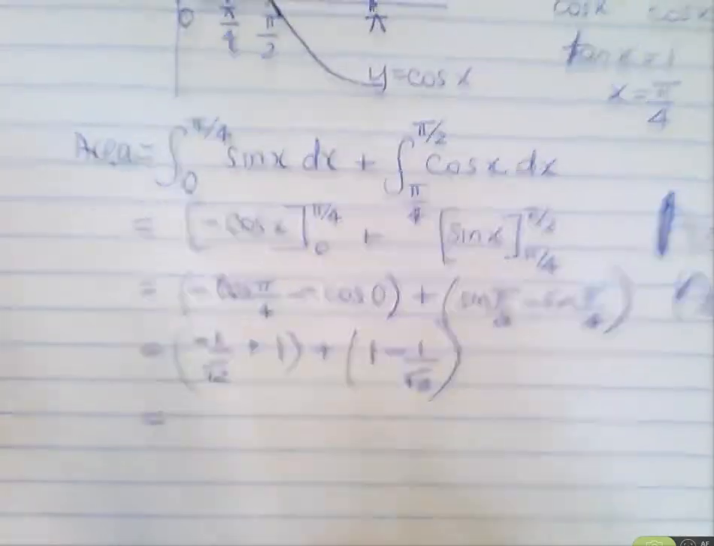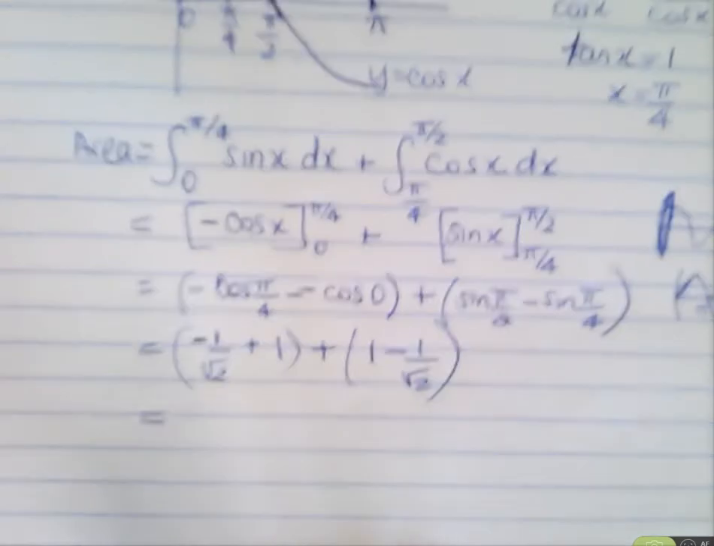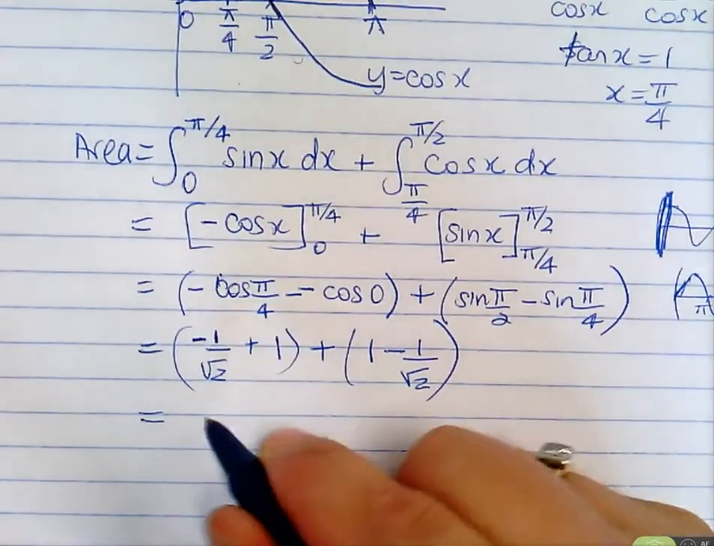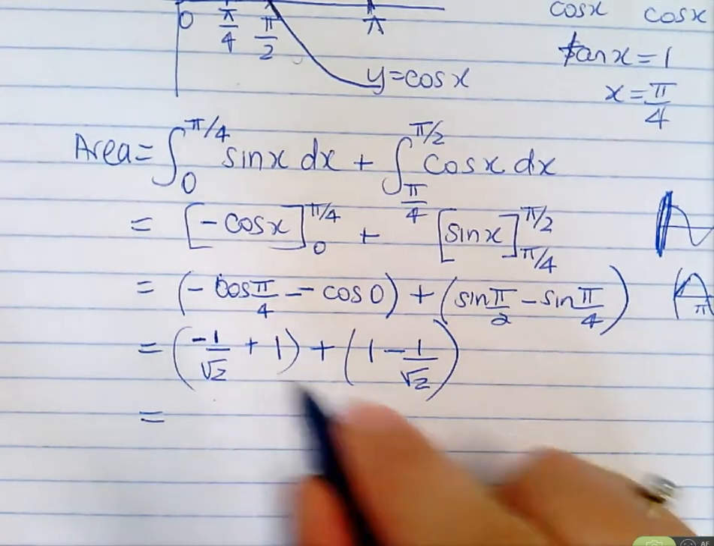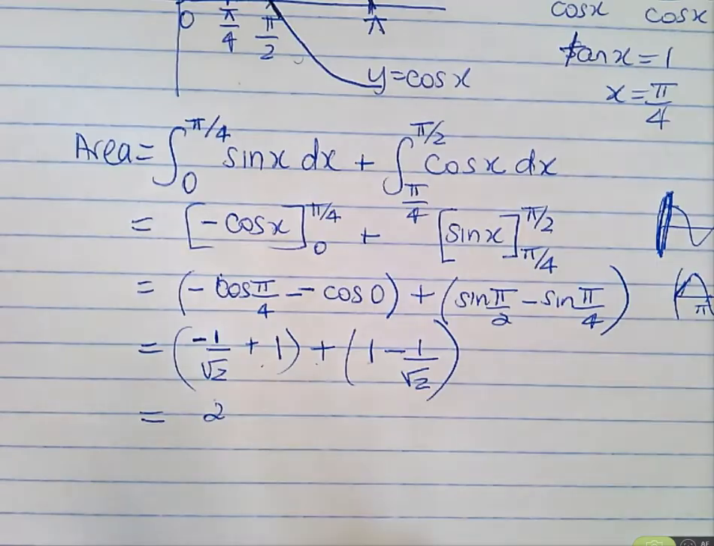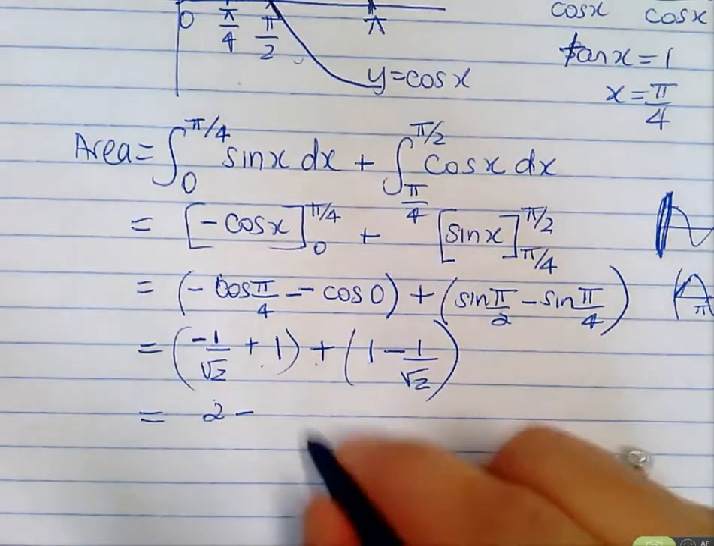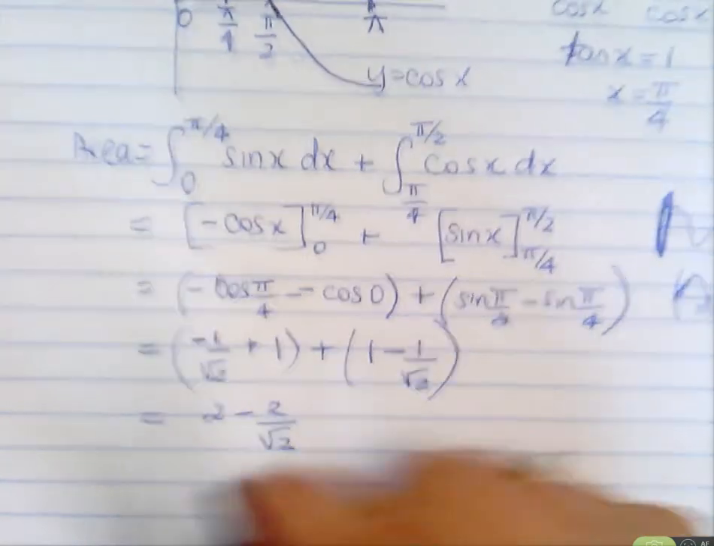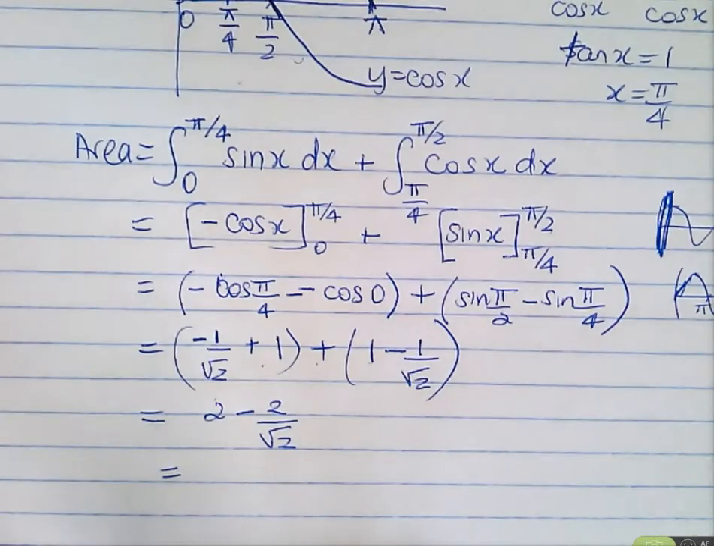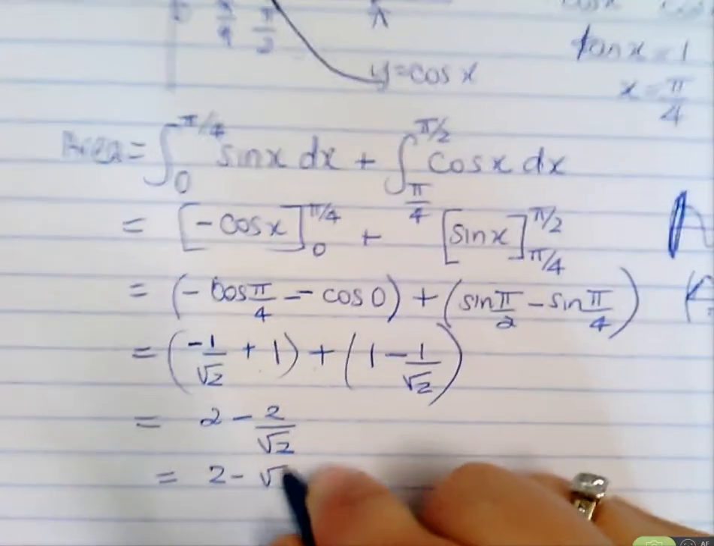So, what have you got? Add the whole numbers. What do you got? Well, you've got 1 plus 1, you've got 2 minus 2 lots of 1 on root 2, haven't you? Which is 2 on root 2. Please, someone tell me what 2 on root 2 is. Because it's root 2 squared.